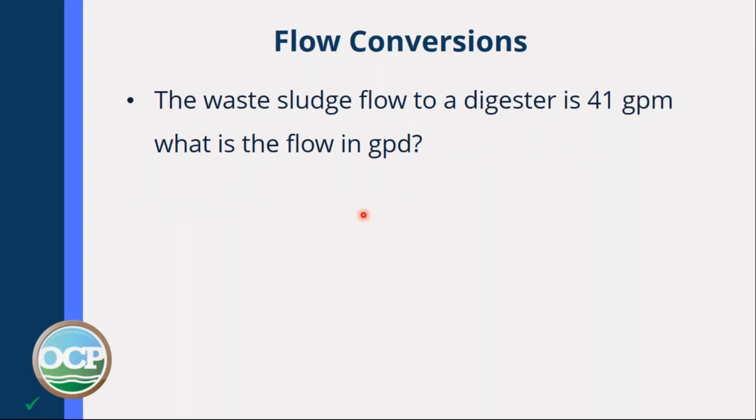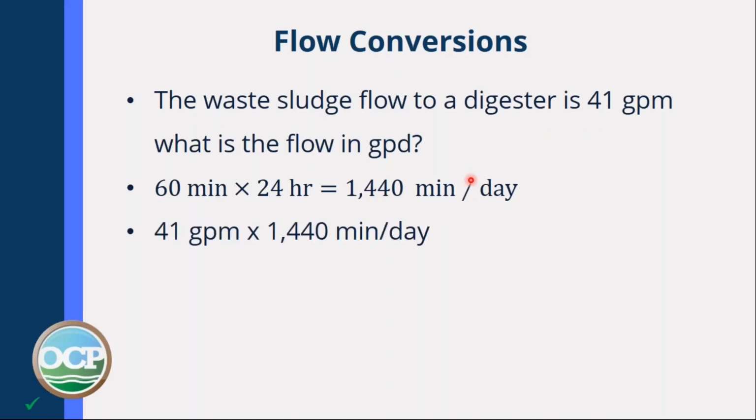So here's another simple conversion where we're asking you to convert gallons per minute into gallons per day. We have 41 gallons per minute. So what is that in gallons per day? There are 60 minutes in an hour, 24 hours in a day, and that's 1,440 minutes in a day. So we take our 41, multiply it by 1,440, and that should give us something like 59,040 gallons per day.